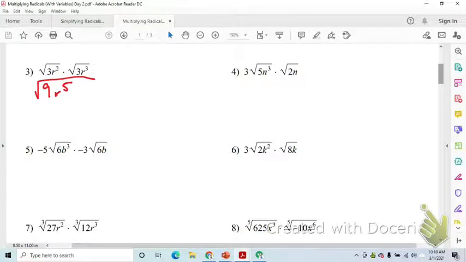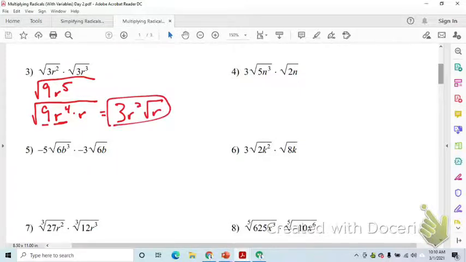All right, so that means I'm going to break this down. Well, the 9 I can leave alone because I can take the square root of 9. But r, I need to break down to r to the 4th times r, because this way I can actually work with this. So what is the square root of 9? 3. What is the square root of r to the 4th? It's r squared. And then I have root r left in there because we can't do anything with that.